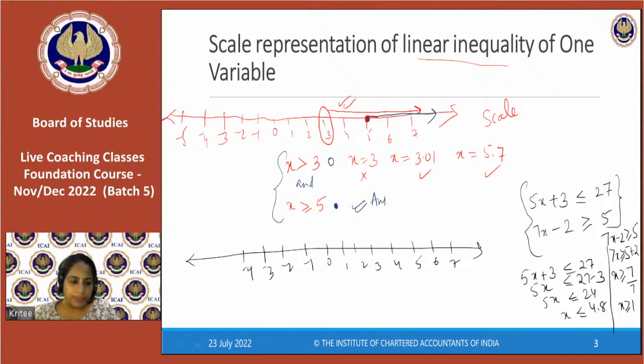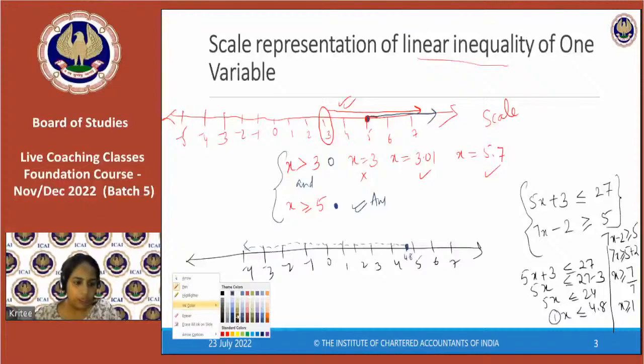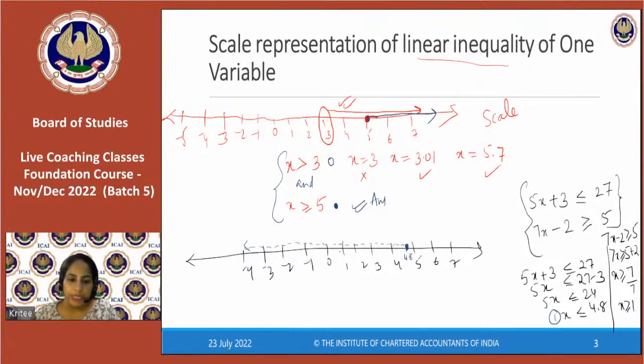Now try to understand the first inequality, the first condition. X is to be less than or equal to 4.8. So I find 4.8 here, and I'm saying it is less than or equal to 4.8. I'll give a filled dot, and I say this is the value. X can be less than or equal to 4.8. That means even a negative number also satisfies the condition that I want. Then the other one is x to be greater than or equal to 1.